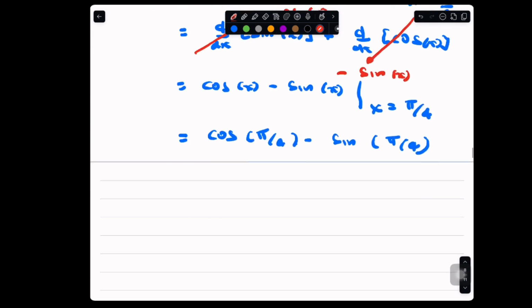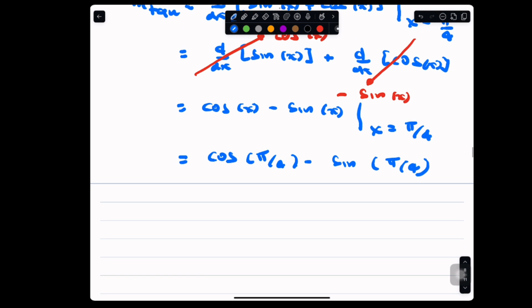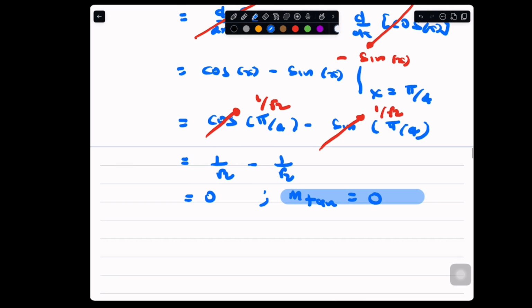So just knowing special triangles, you go, oh, okay, this is going to be 1 over the square root of 2, and this is also 1 over the square root of 2. So what's that difference going to be? Yeah, that's going to be 0. So sure enough, m tangent is what? 0. You got a horizontal tangent line. Anytime that's equal to 0, you have a horizontal tangent.